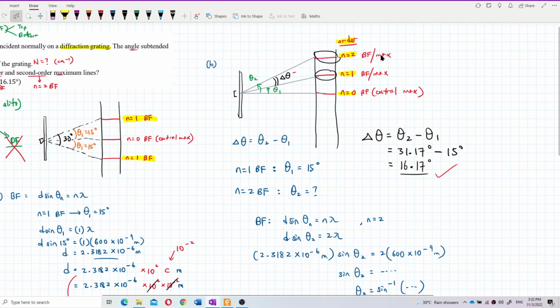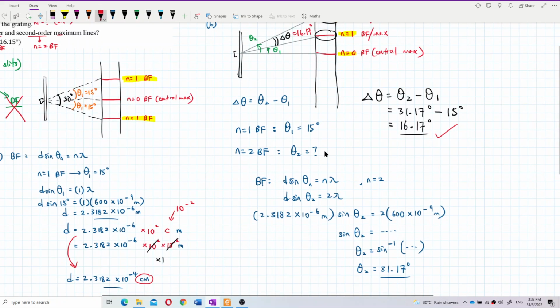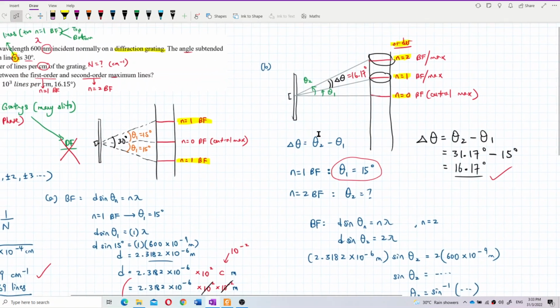It is 16.17 degree, which I got from calculation. The angle between the first order bright fringe, theta 1, and theta 2. Okay, so that's the answer.